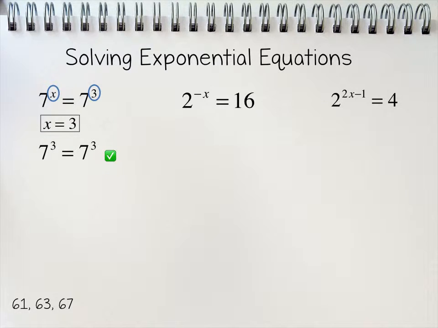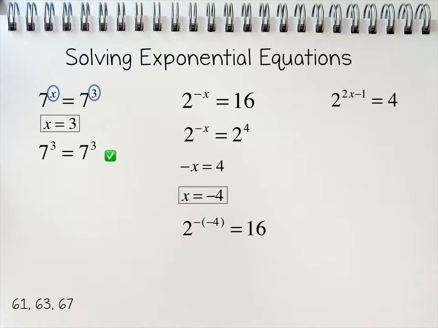In the next example, let's rewrite 16 as a power of 2 to the fourth power. Now we'll set our exponents equal and solve for x. We'll test this solution for x by substituting it into the original equation. We're saying 2 raised to the opposite of -4 power equals 16. 2 to the fourth does equal 16. So my solution of x equals -4 is correct.